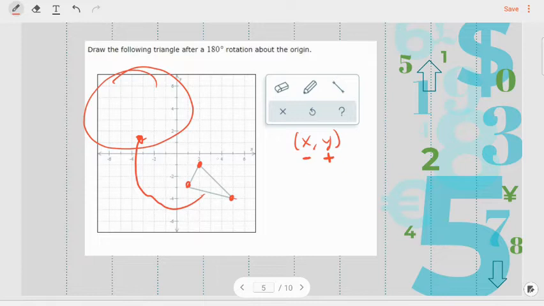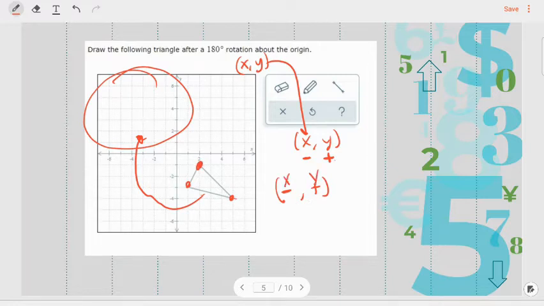I like to use my rule. So if I rotate it 180 degrees, that means the X and the Y values are going to stay the same, but they're going to take on this negative and positive. So I'm going to see all negative X values and all positive Y values. But I'm still going to use the same X and Y.